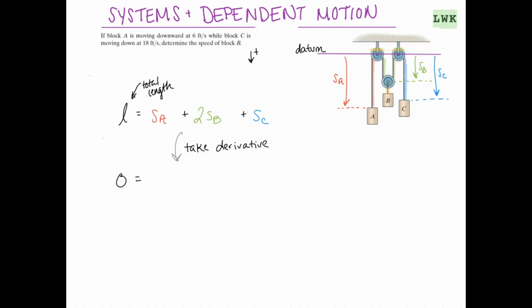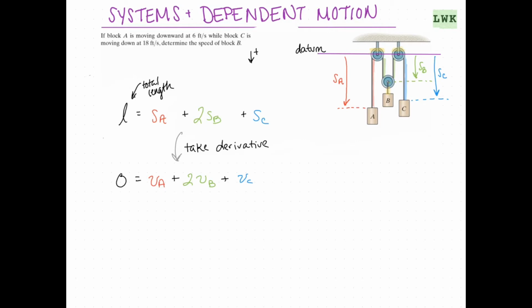So 0 equals VA plus 2 times the speed of B, which is what we want to find, plus VC. Now we have an equation that we can start plugging in what we're given in the problem, and that's going to allow us to solve for the speed of block B, all because we set up an equation that related all 3 of these variables first.